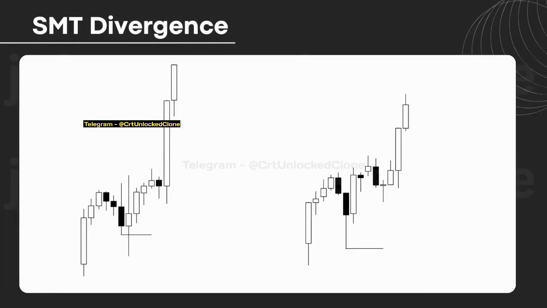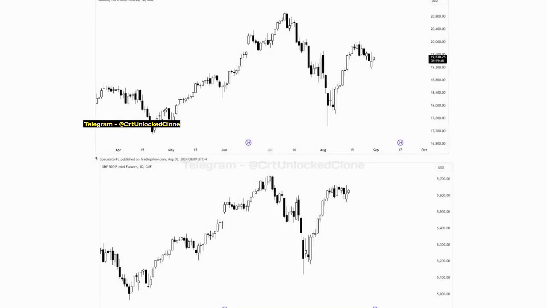Another one right here: one of the assets purged the CRT, whereas the other one did not, and price reversed from there, making it a high probability CRT. Now let's move on to some charts and look at some more examples.